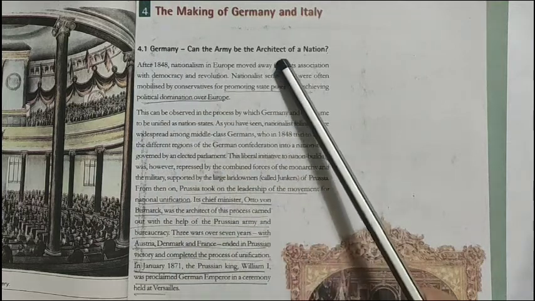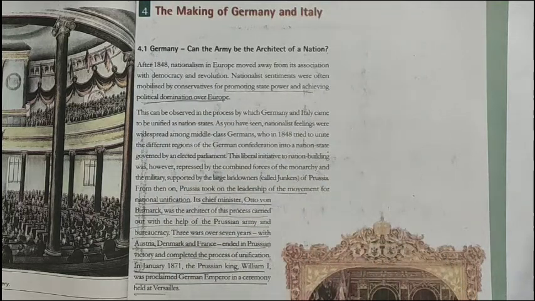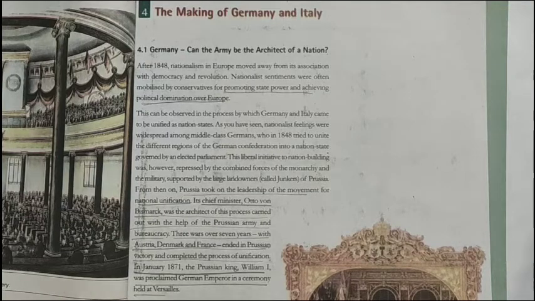Can the army be the architect of a nation? Earlier we have seen it was always the common people who led the revolution of nationalism, and in the Frankfurt Parliament in the Church of St. Paul, the newly drafted constitution was presented to the King of Prussia. The king was Friedrich Wilhelm IV. When was this session conducted? It was in 1848. During that time, the conservatives were able to suppress the liberals.